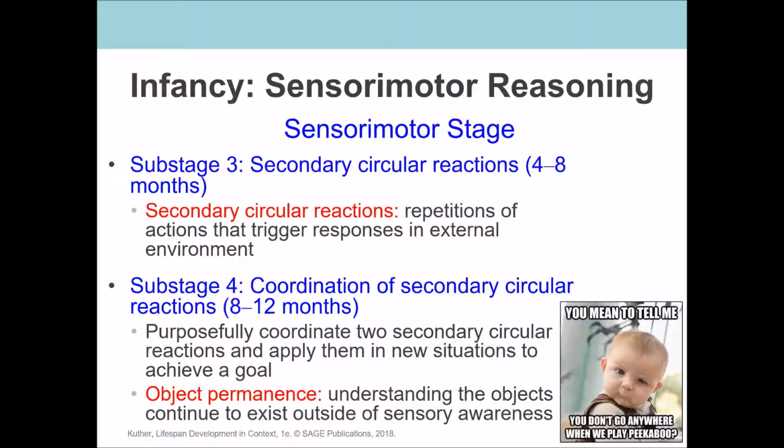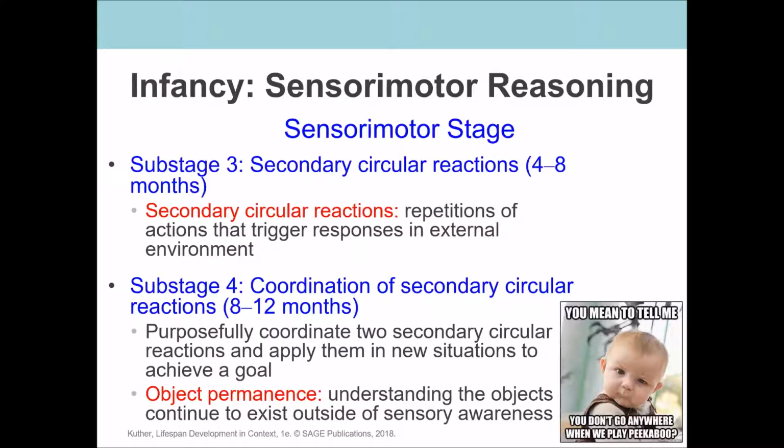Substage 4, coordination of secondary circular reactions, 8 to 12 months, is coordinating 2 secondary circular reactions in order to achieve a goal. So this could be something like moving dad's hand in order to get the toy, the rattle that's underneath there, and so shaking the rattle. So the pleasurable thing wasn't moving dad's hand, instead it was shaking the rattle, but there were 2 actions coordinated in order to achieve that goal.